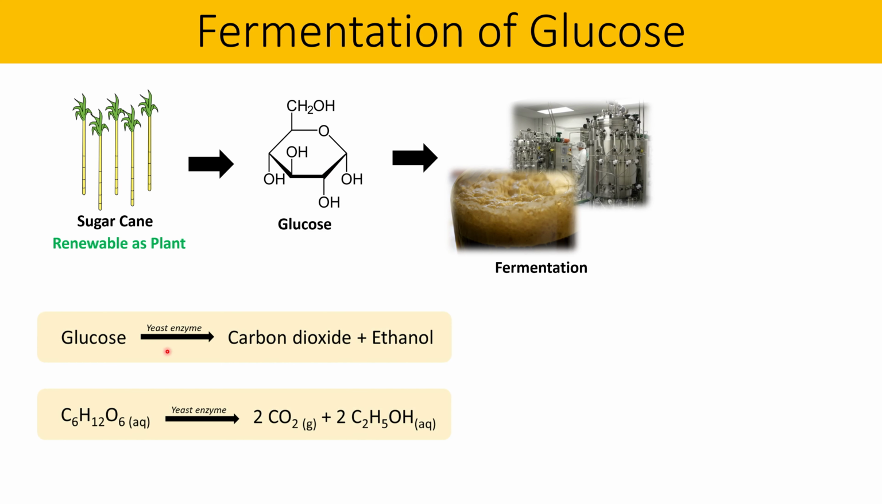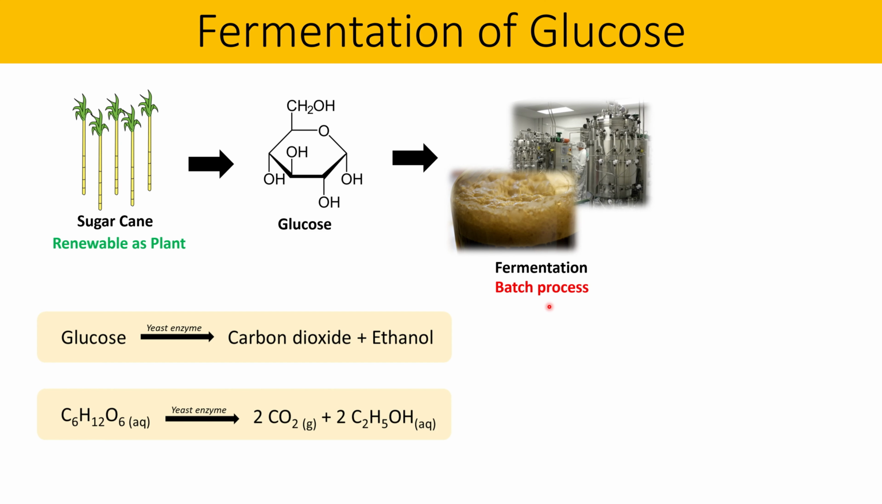Glucose gets fed to the yeast, and the enzymes inside the yeast act as a biological catalyst, speeding up the rate of reaction by lowering the activation energy. This produces carbon dioxide, and it also produces the ethanol that we desire as a product. And we can use symbol equations to describe the same reaction.